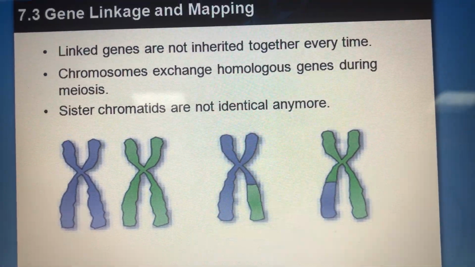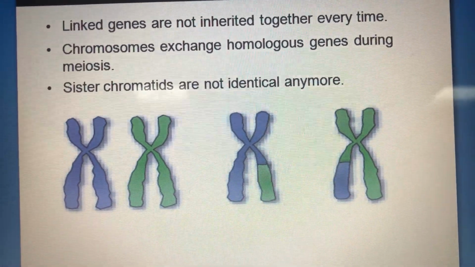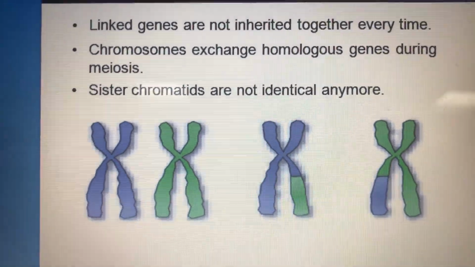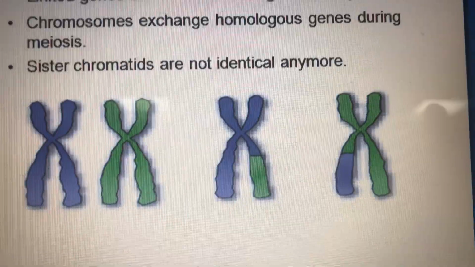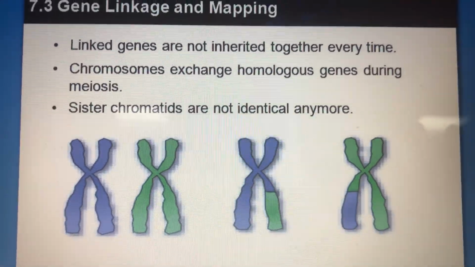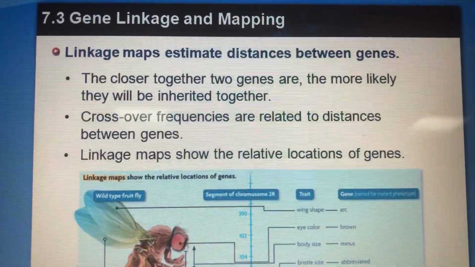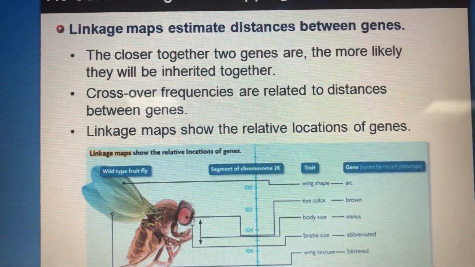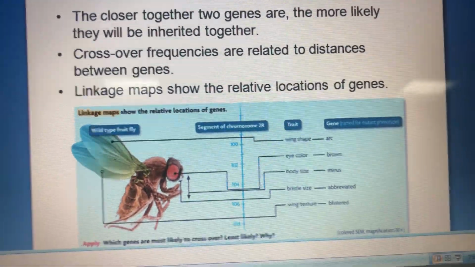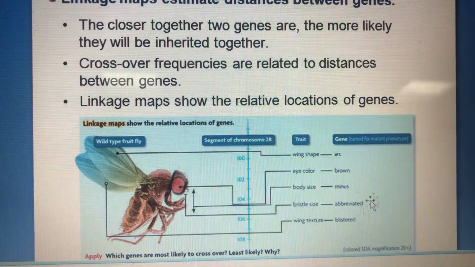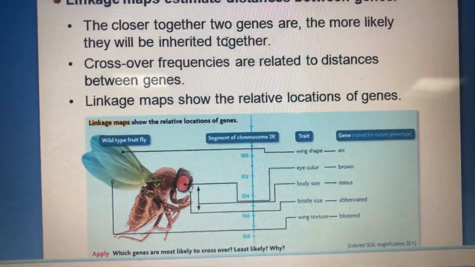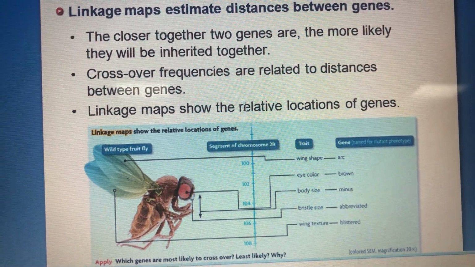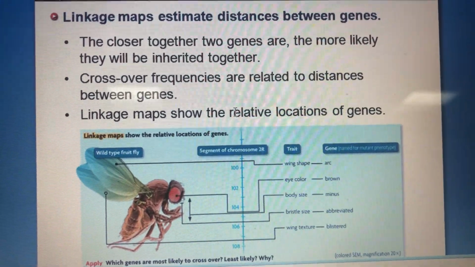Now, during meiosis, crossing over will happen between two sister chromatids, between two chromosomes, and this will make diversity in our traits. Now, crossing over is related to distances between genes. So the farther apart the genes are, the more chance for a crossing over to happen, okay? While if the genes are near to each other, there is less chance for a crossover to happen.